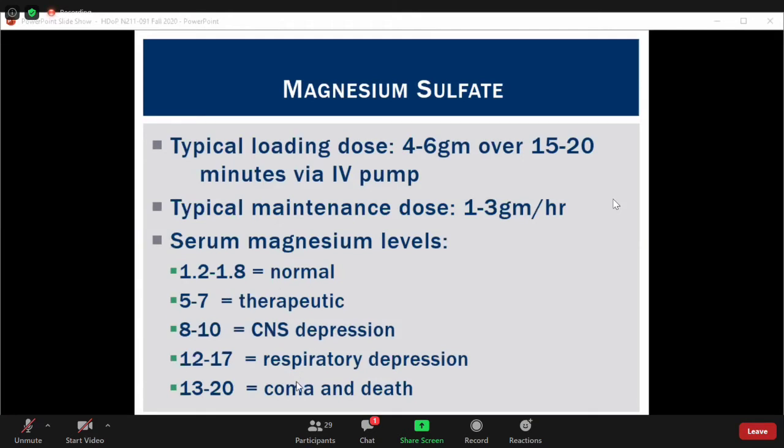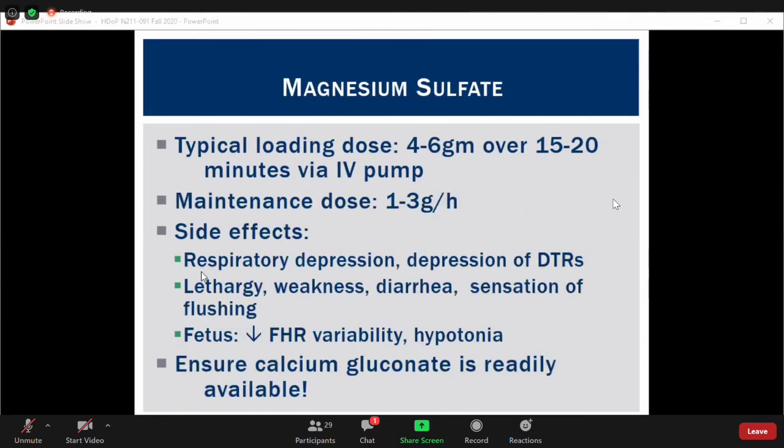Let me just say this about the magnesium levels. This is just from one resource. Every book you look in is going to give you a different number, like a difference of maybe 0.3. I don't want you to get so tied up in the numbers as I want you to remember that we need to keep the patient in a therapeutic range and not let them become toxic, all right? Again, toxicity, you're going to see respiratory depression, depression of the deep tendon reflexes, lethargy, weakness. Some patients will have diarrhea. Again, the relaxation of the smooth muscle. Some patients will become flushed.